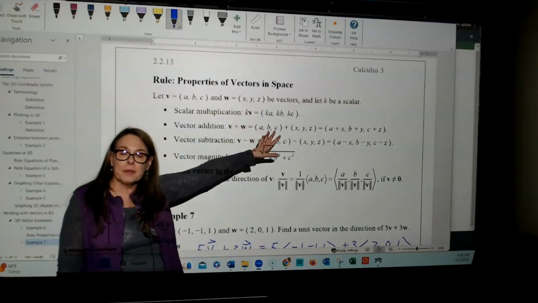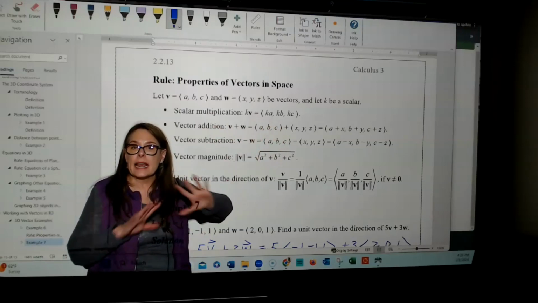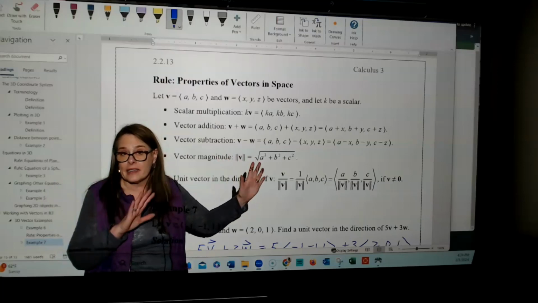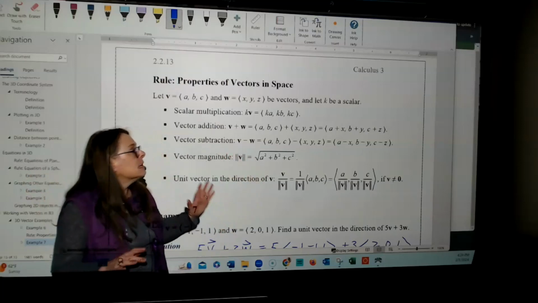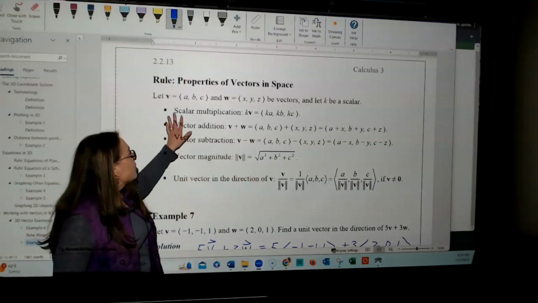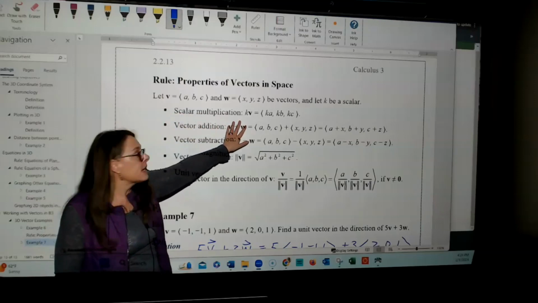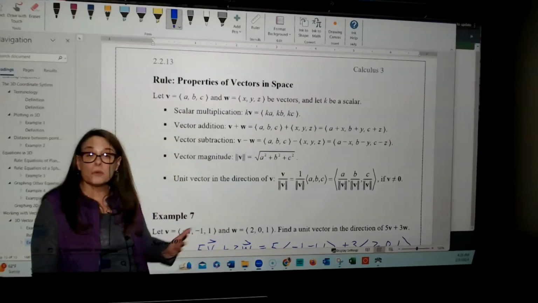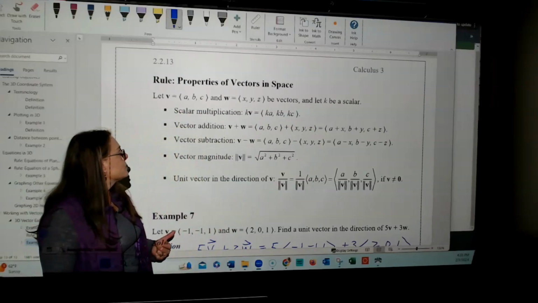We're going to let k be a scalar. Now, a scalar just means any real number: 5, -2, 1/3, pi, e, square root of 11, whatever. A real number. If I want to multiply a vector by a scalar, I just multiply each component by that real number, and that will give me scalar multiplication.